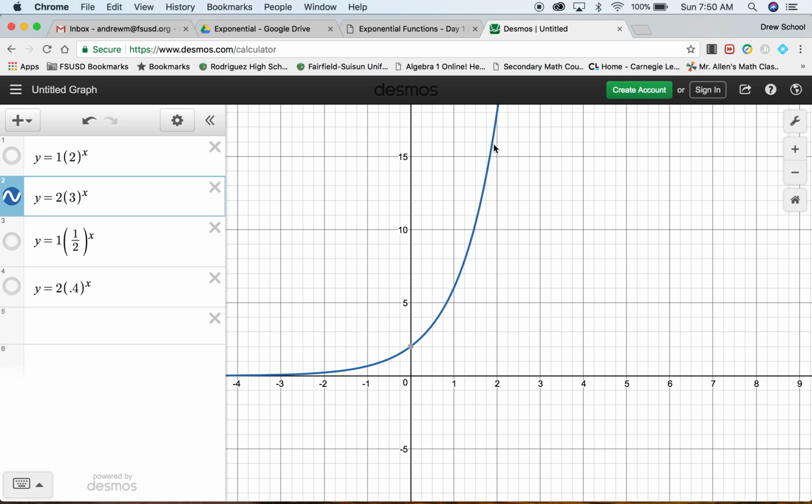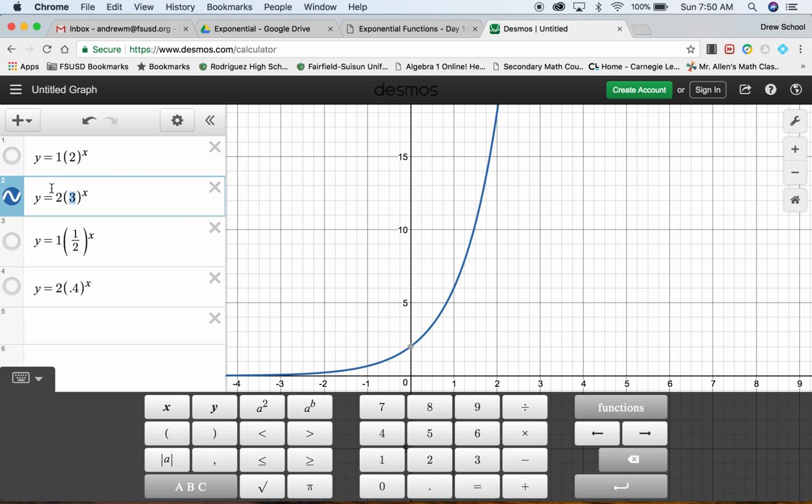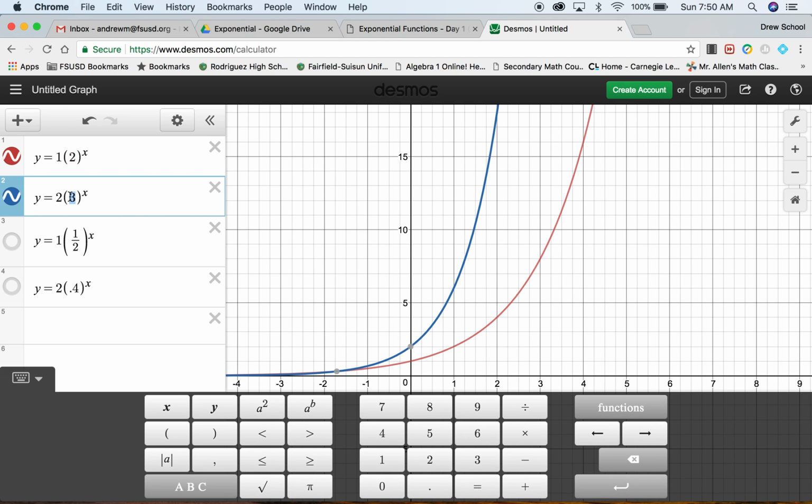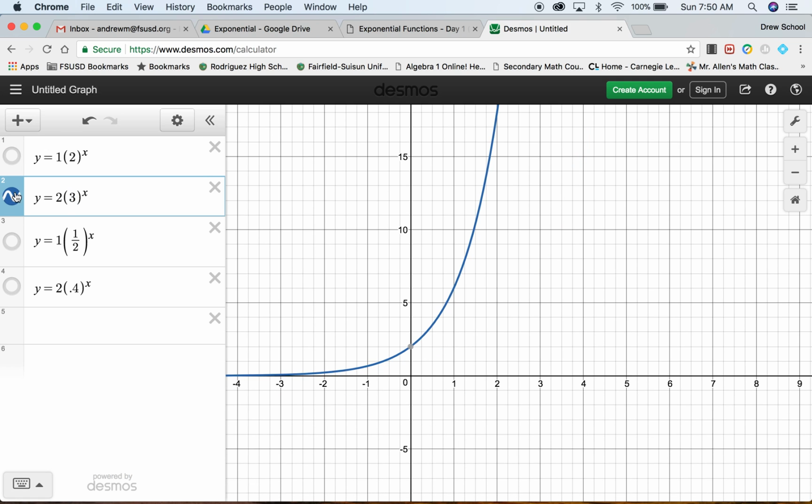If we look at the next one, 3 to the second power is 9. 9 times 2 is 18. So there's our point. So you can see our scale factor is 3. Again, we have exponential growth, or it's increasing from left to right, and we have an asymptote at y equals 0. So these two are both increasing. Notice that their b values are greater than 1.